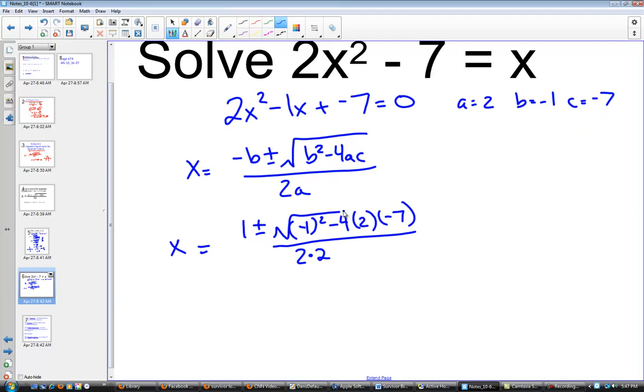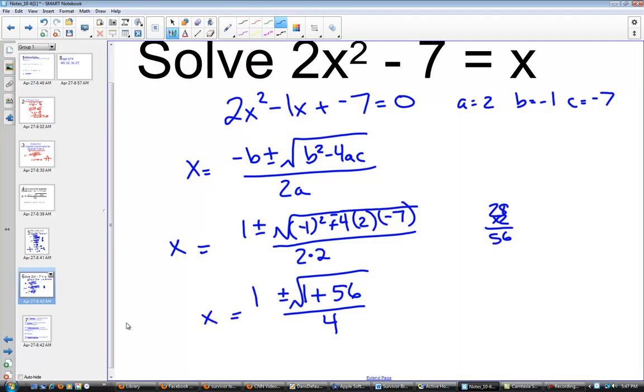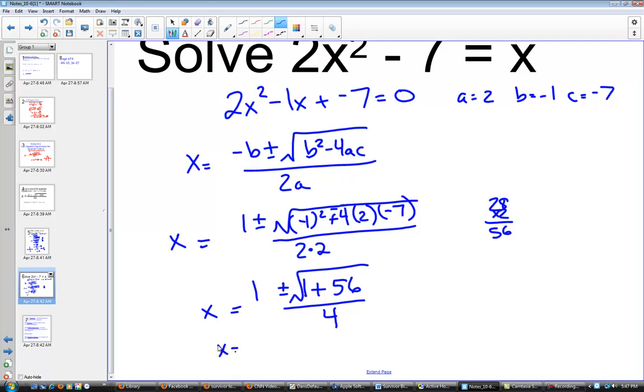So I'm going to focus in the parentheses in the square root first, and I'm going to get negative 1 squared is 1 plus 28 times 2, because I have negative 4 times negative 7, which is 28, and that's going to be 56, all over 4. Times 2 is 56, yep. So then I'm going to get that another step further. I'm going to get 1 plus or minus the square root of 57 all over 4.